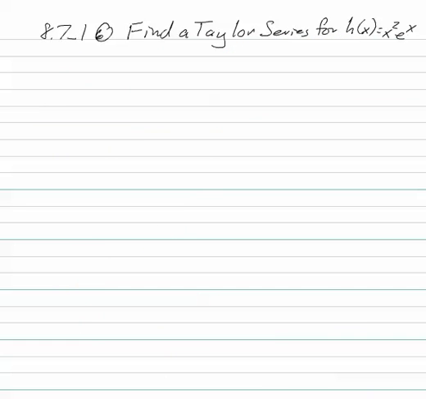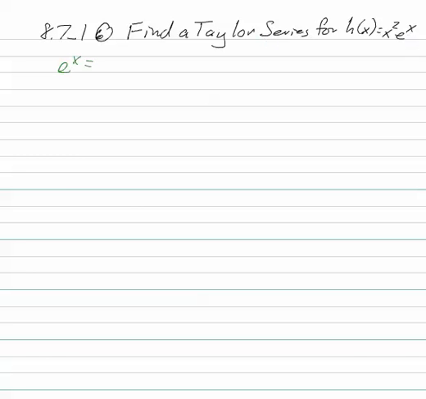On the first worksheet in section 8.7, question 6, we're asked to find a Taylor series for this function, x squared times e to the x. It's a pretty simple one, but it's one that we haven't done a whole lot of, so we're always going to start with what we know. This is also a little review.